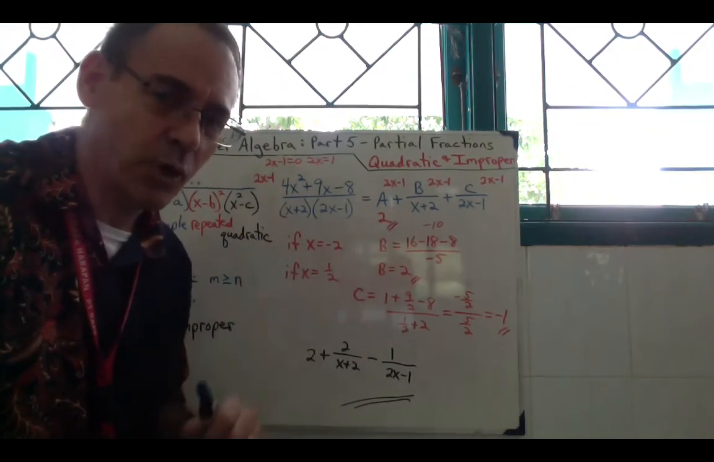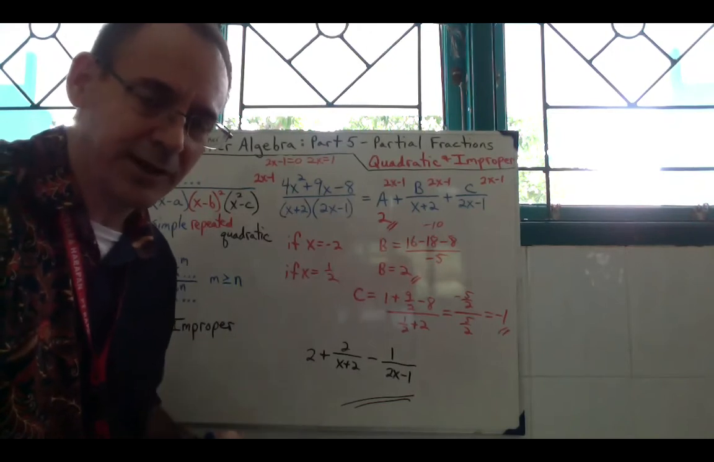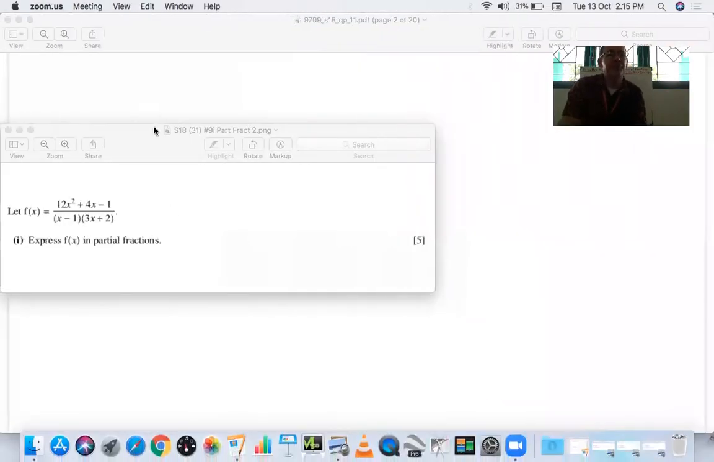Okay, let's look at one more example that also includes the improper fraction. Let's look at our last example for this video. It says let f of x equal 12x squared plus 4x minus 1 all over x minus 1 times 3x plus 2. Expressed in partial fractions, it's worth 5 points. Up here is the code from Summer 18, paper 31, number 9. And let's go back to the board.